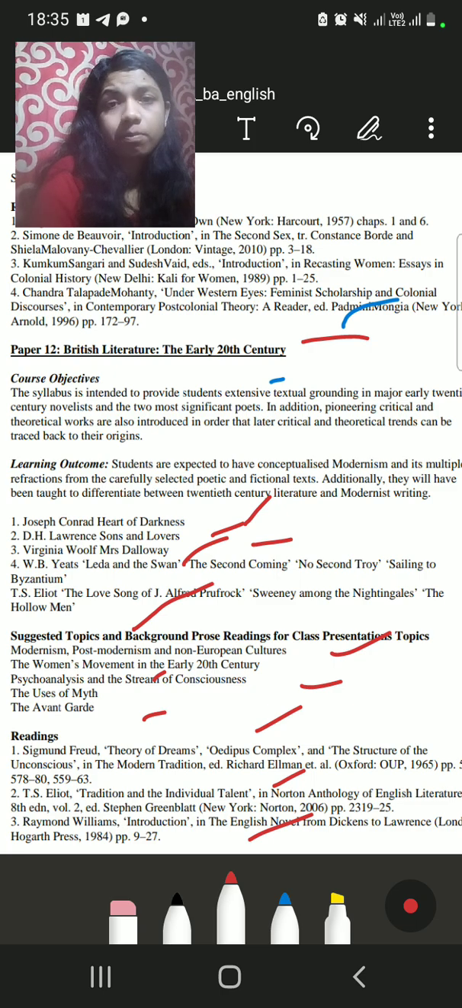What is the Oedipus complex and how Sigmund Freud introduced it in his book, The Interpretation of Dreams. And then we have to see Tradition and the Individual Talent. To understand T.S. Eliot's poetry and all, we'll be dealing with everything in detail.